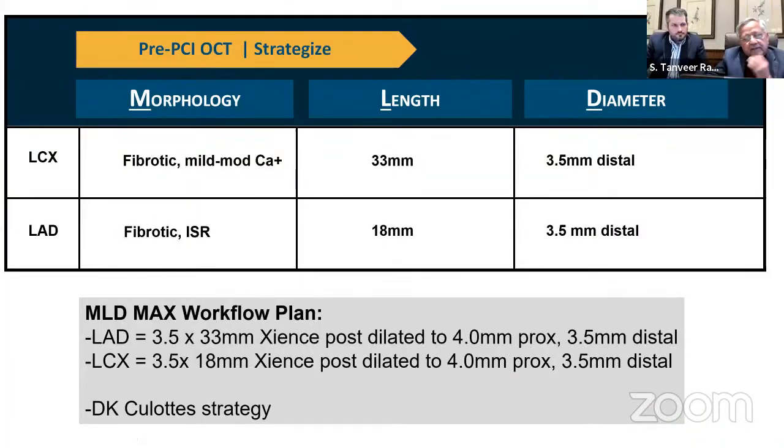Kevin, you already have a part of the stent sticking out. So if you do the first kiss, like in culotte, you should be able to smoothen out the stent struts hanging out into the left main. It should smoothen that area and should help.